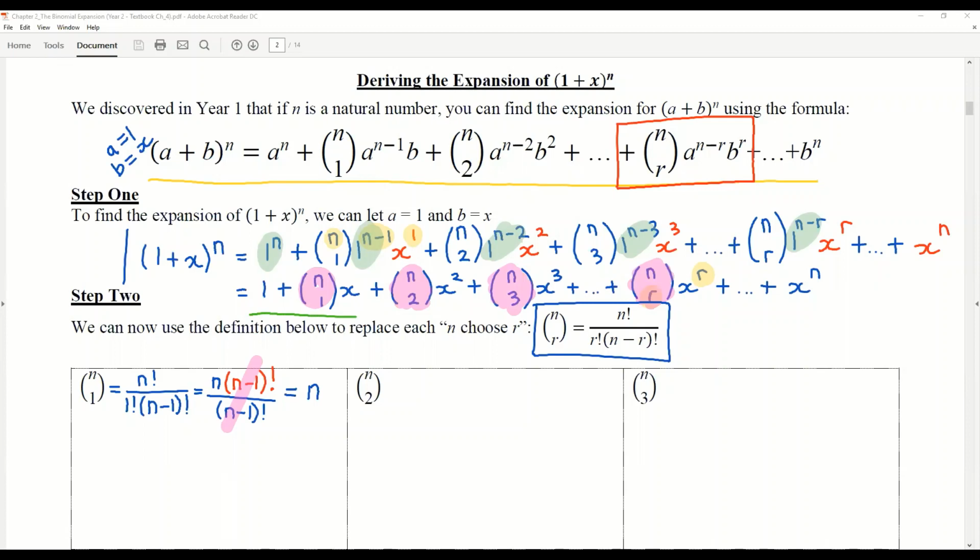Okay, so let's see what happens further along our binomial expansion. So n choose 2. Let's apply the definition again. Again, if you want to pause the video and try it, please do.